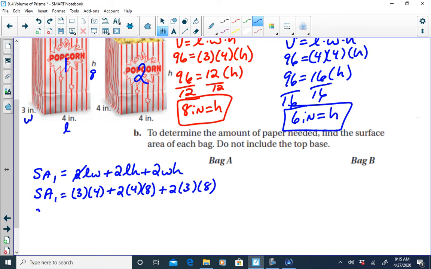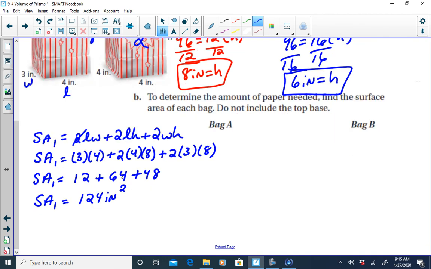So surface area 1 is going to be equal to 12 plus 64 plus 48. Surface area 1 is going to be equal to 124. And those are square inches because we're talking about surface area.